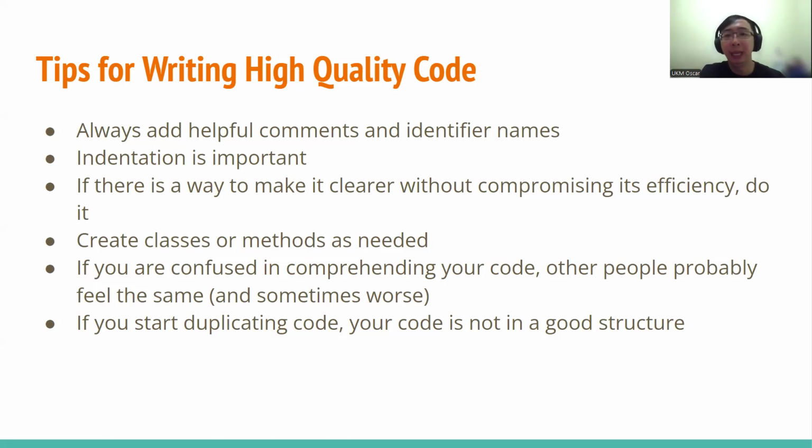Okay. And these are several tips for writing high quality code that I usually give my students, either via the application that I develop or manually. So always add helpful comments and identifier names. Do not think that, okay, this code is easy to read, so it doesn't matter what kind of variables I use. Or that I won't use this later, so it is up to me to use my own variable names because it is just for a short period. Do not think like that. You might use that in the future, or your colleagues might use that in the future. So always add helpful comments and identifier names.